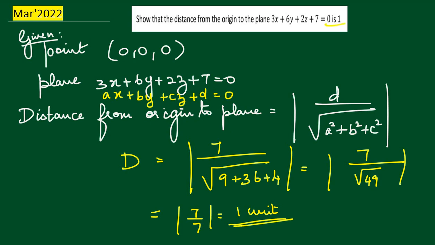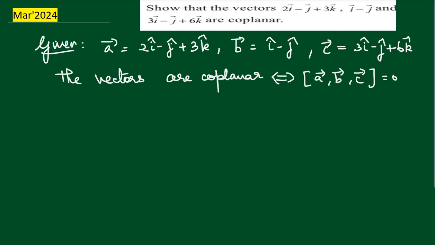It is what was asked in the question. Show that the distance is 1 unit. Next question: show that the given three vectors are coplanar. We take the given vectors to be vector A, vector B, vector C. We have seen a property: the vectors are coplanar if and only if the box product, the scalar triple product, is 0.